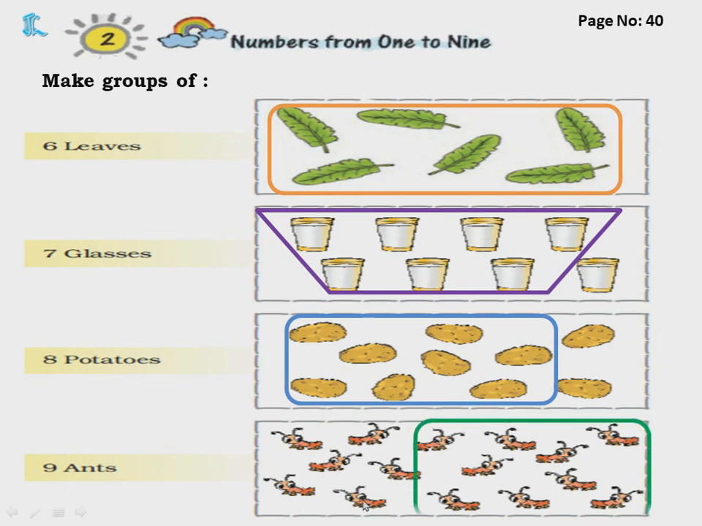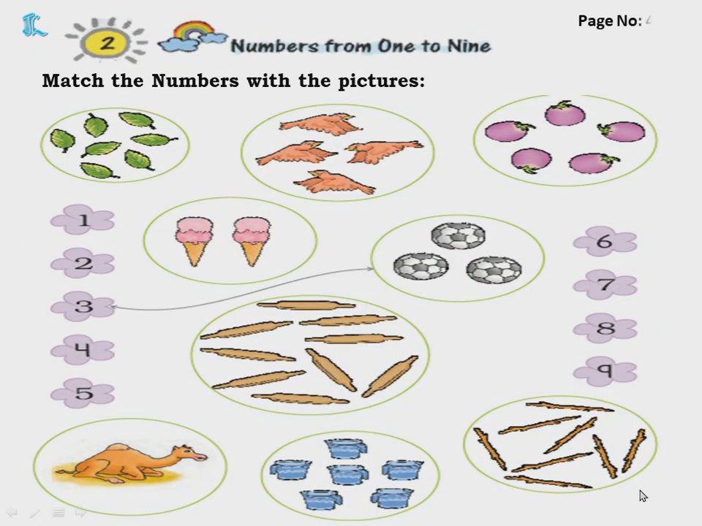9 ants. So now 1, 2, 3, 4, 5, 6, 7, 8, 9. Understood? Now like this front also you can do, like this also you can do. Next, page number 41. Match the numbers with the pictures.